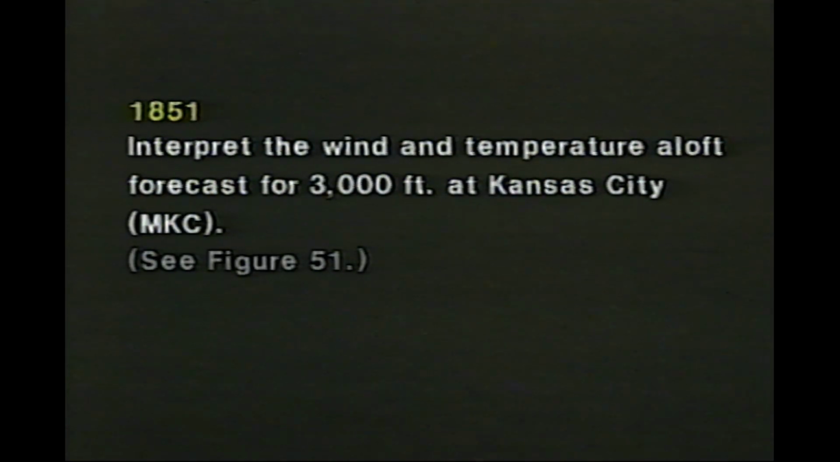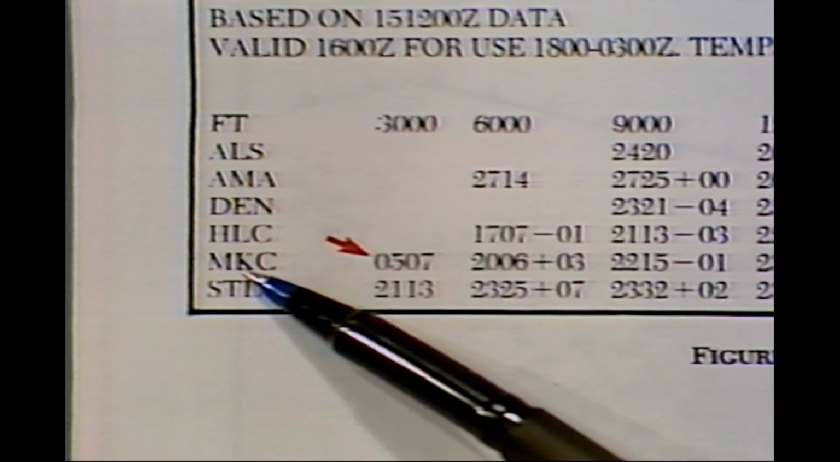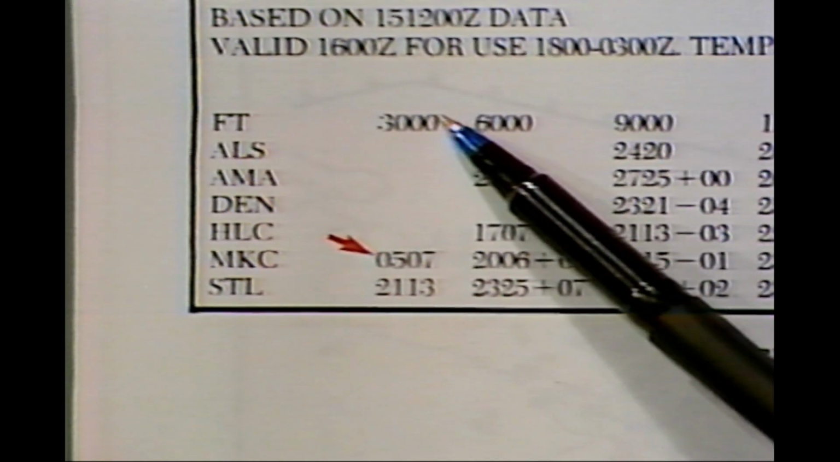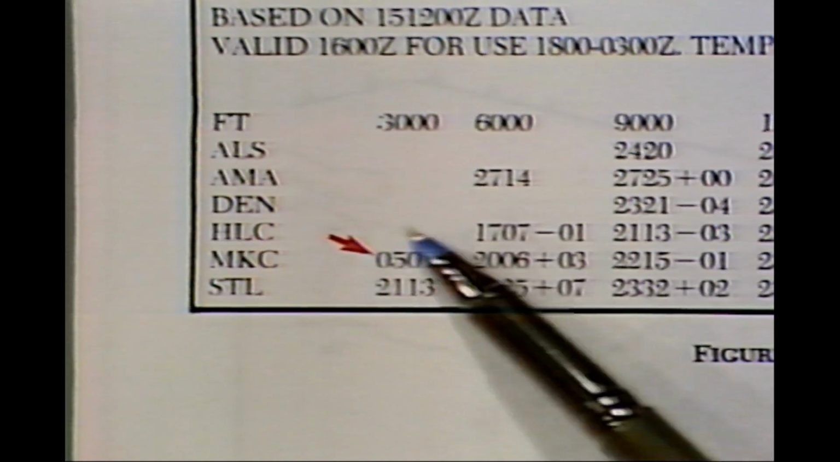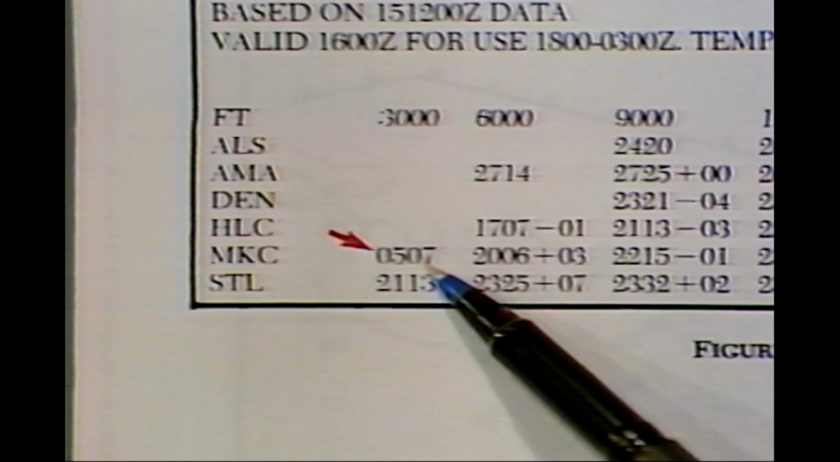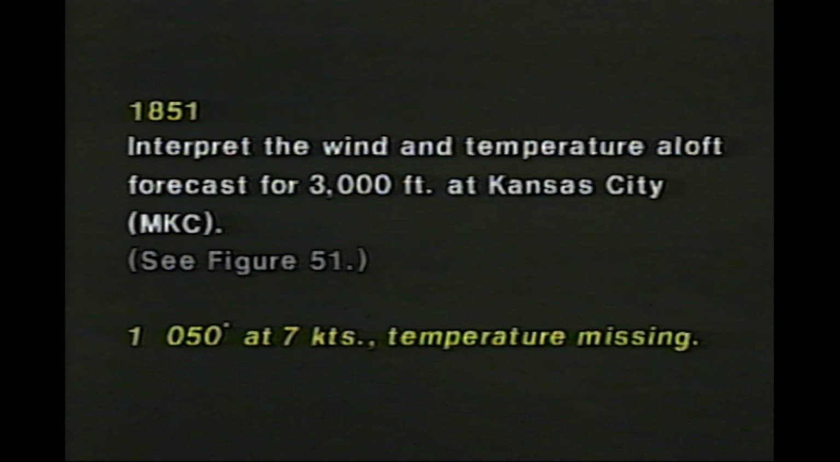Interpret the wind and temperature aloft forecast for 3,000 feet at Kansas City. Well, again, we refer to figure 51 and find Kansas City. That is actually MKC, Kansas City downtown, and then at 3,000 feet, the block is 050 at 7 knots. So the answer is number 1, 050 at 7 knots, and the temperature is missing.